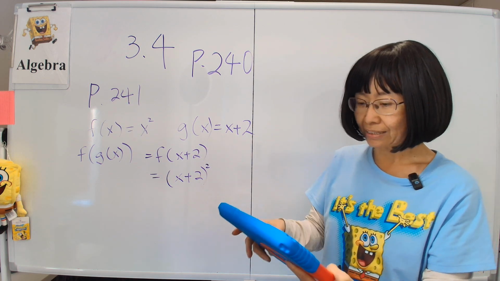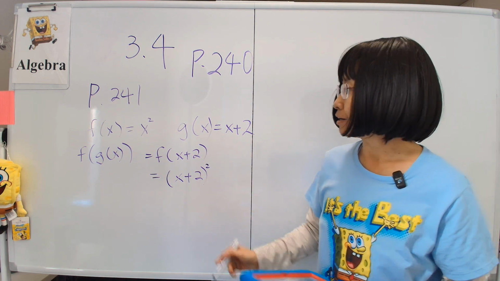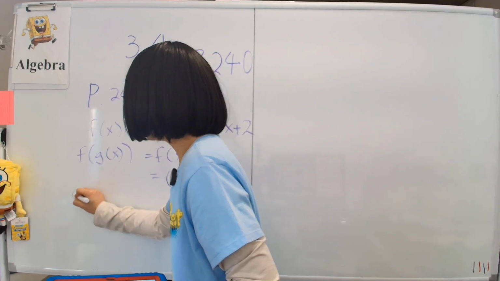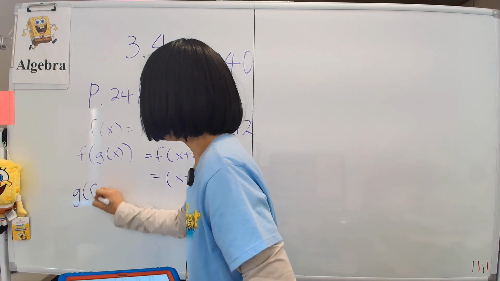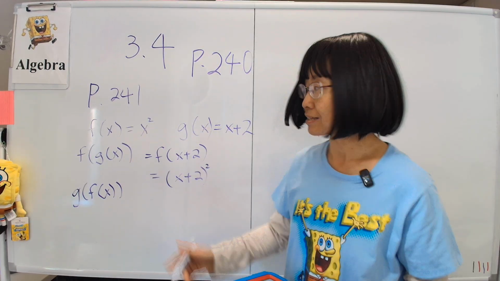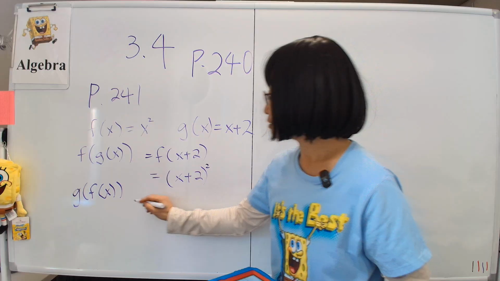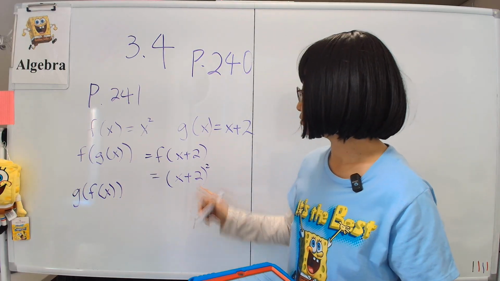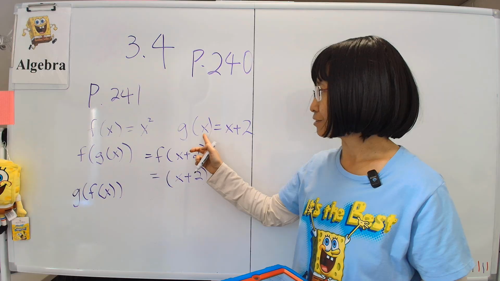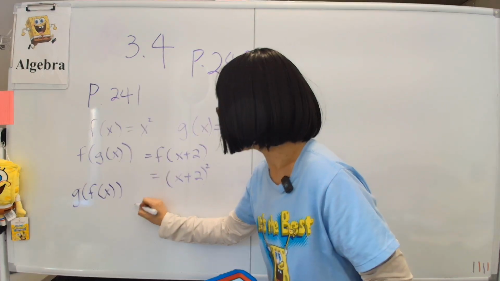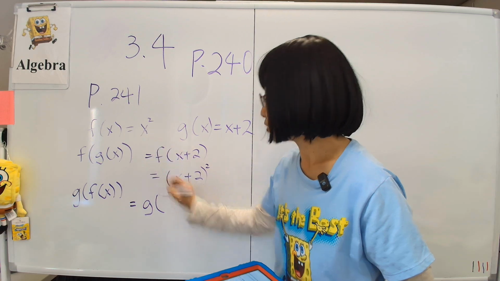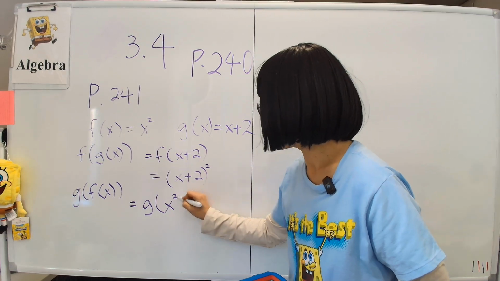Either one is fine. So then the other way, you think, well, if we can do that, what about the other way? What if we have g of f of x? What would that be? We can do that exactly the same way. So g of f of x means we stuff f of x right inside where g used to be. So that is equal to g of x squared, because f of x is equal to x squared.